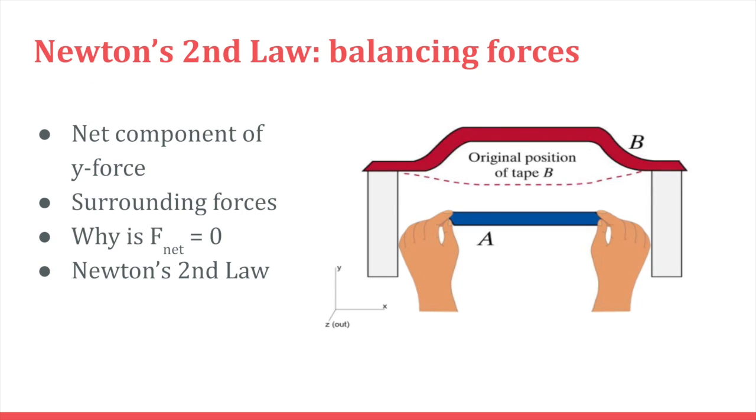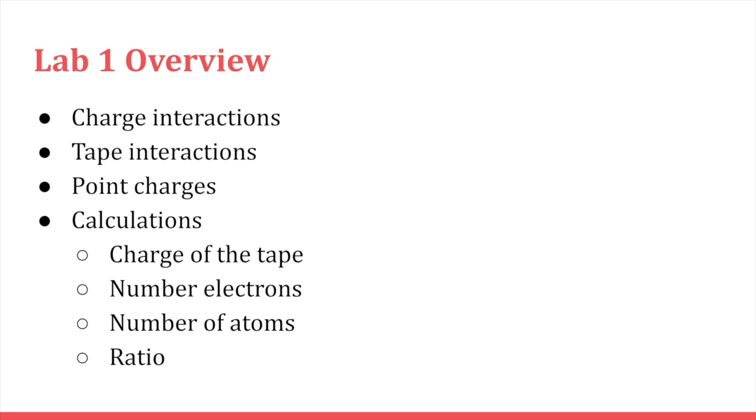How Newton's second law applies to our lab is that when we have our two tapes reacting with each other and moving the other tape, they at some point are in equilibrium, meaning they do not move, which means that the net force on them has to be equal to zero. We know this means that the electric force must cancel out with the gravitational force. In order to do this, as we said, the net component of the y force must be 0.